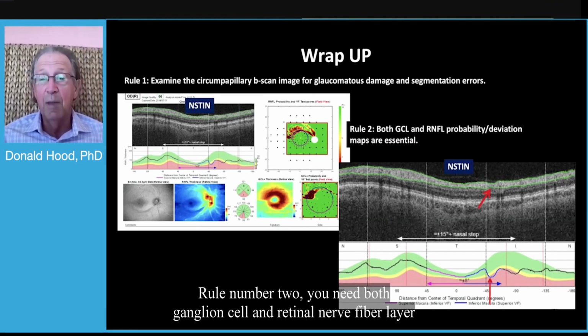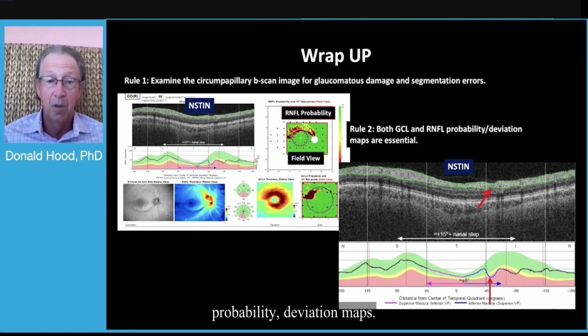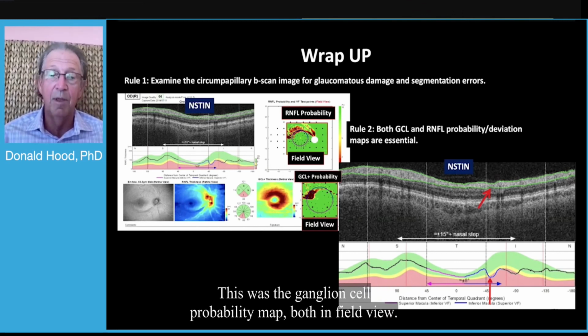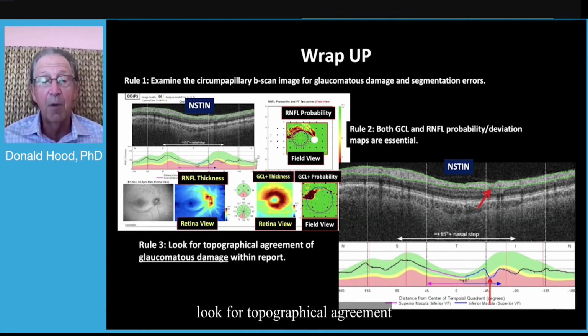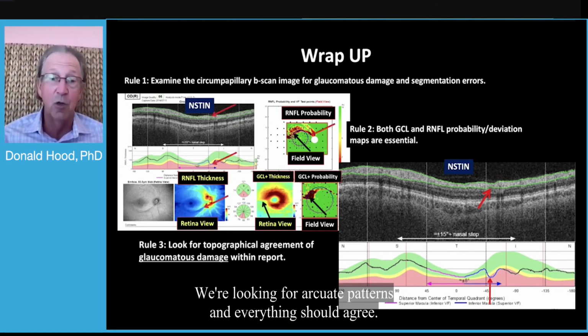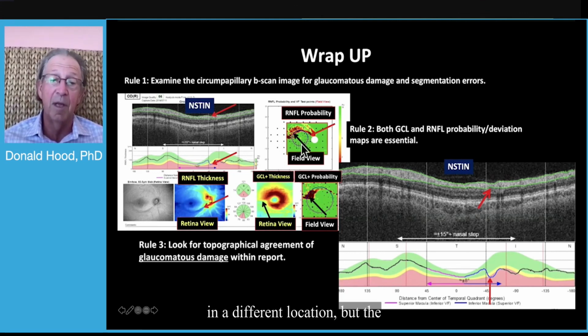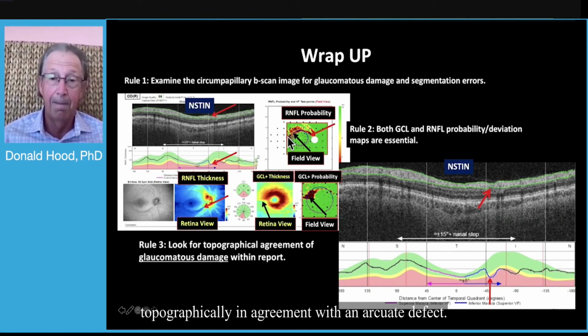Rule number 2, you need both ganglion cell and retinal nerve fiber layer probability deviation maps. So I'll remind you that this was the retinal nerve fiber layer probability map. This was the ganglion cell probability map, both in field view. And whereas these are the thickness maps. Rule number 3, we want to look for topographical agreement of glaucomatous damage. We're looking for arcuate patterns and everything should agree. So these red arrows are all topographically in identical places. The black arrows are in a different location, but topographically in agreement with an arcuate defect.